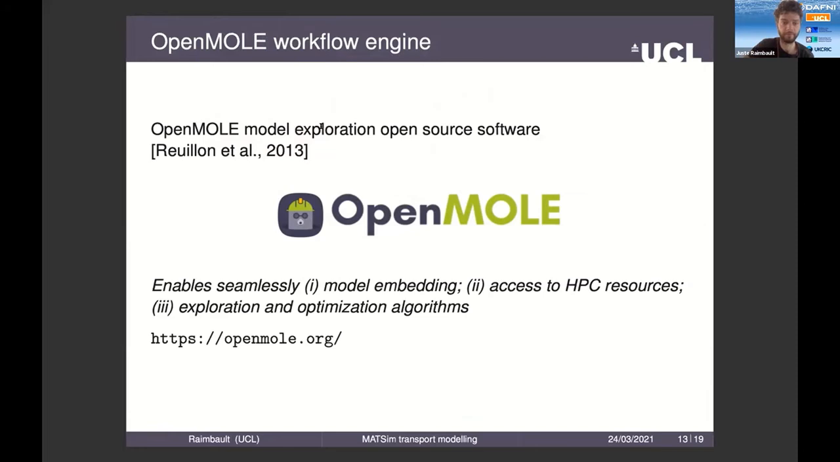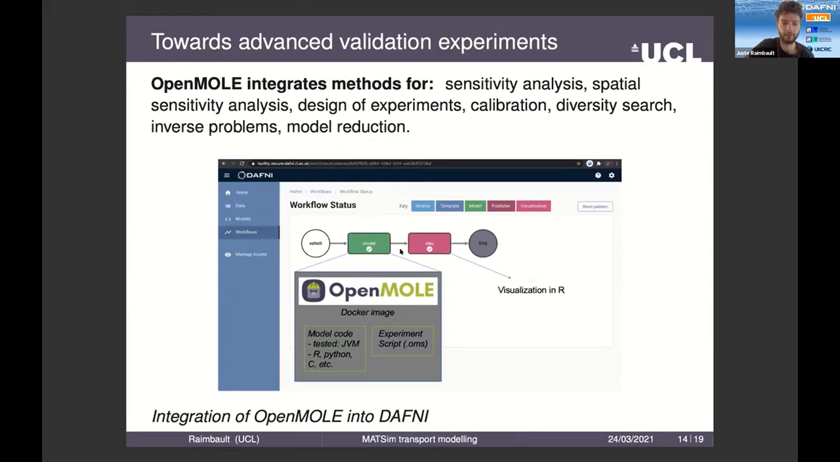The last point, something currently being integrated into DAFNI, is the OpenMOLE workflow engine. It's another workflow engine, open source software, but it also enables model embedding and access to HPC. What is useful for us in this case is the exploration and optimization algorithms, so methods to validate models. For now it's only test workflows, but what you get in OpenMOLE are methods for sensitivity analysis, spatial sensitivity analysis, design of experiments, calibration, and also more advanced things like diversity search and inverse problems.